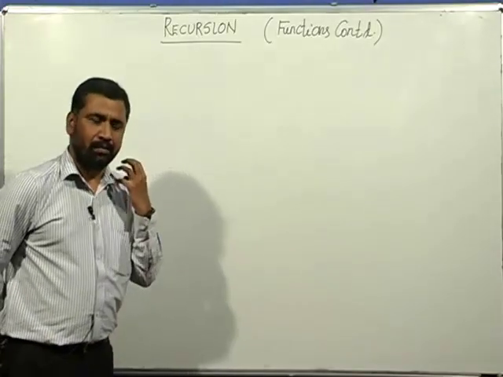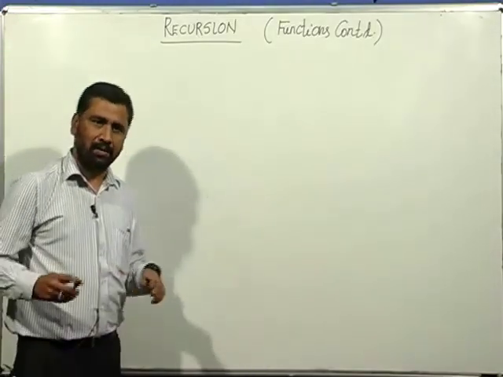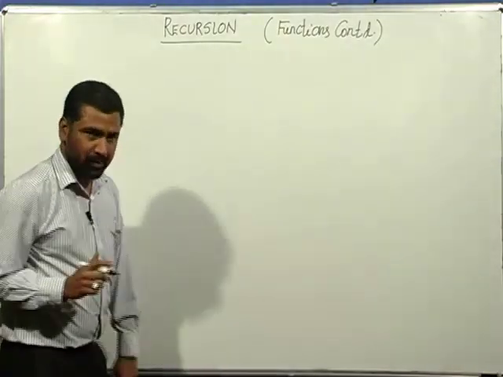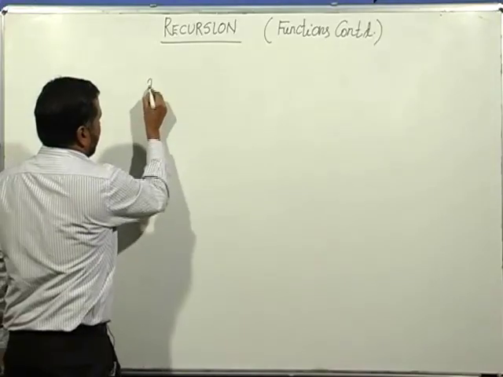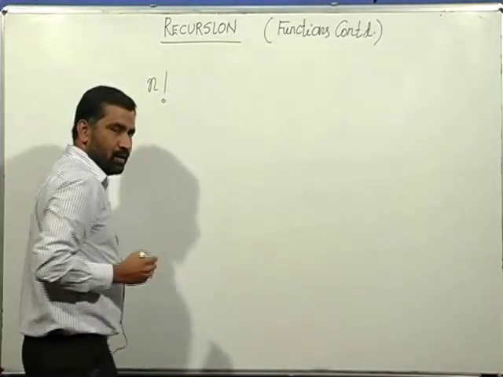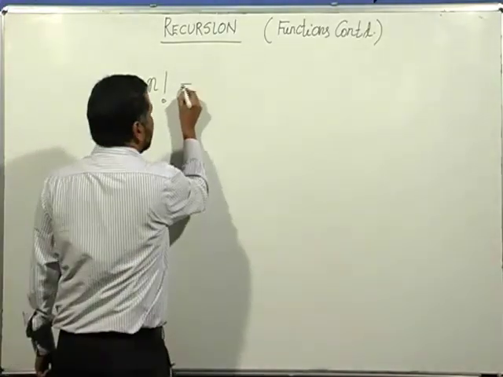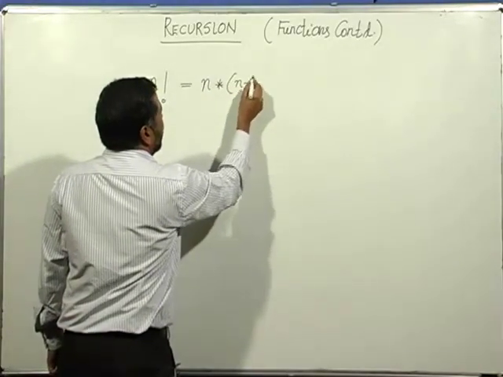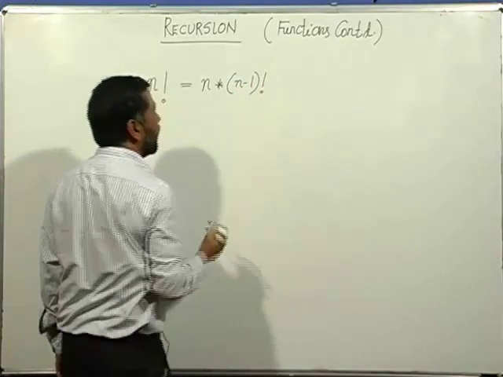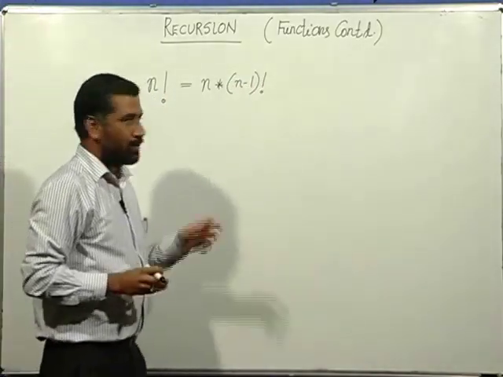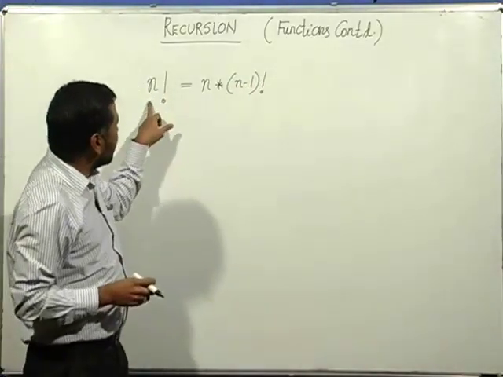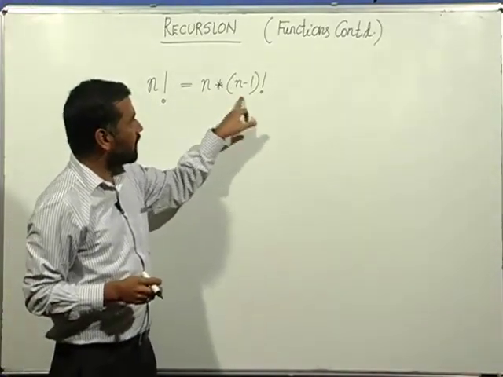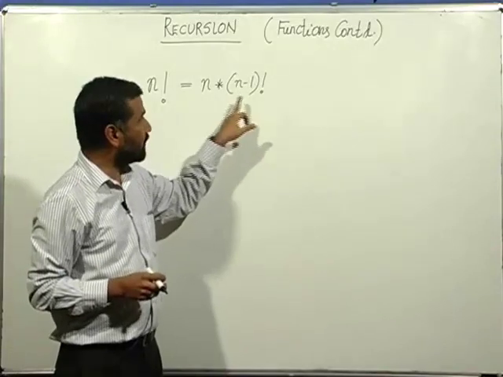For that, the most popular example that is taken, because it is known to everyone, is the definition of a factorial. For example, if I take n factorial, we all know that it is defined as n times n minus 1 factorial. Do you see that? The factorial of n is defined in terms of another factorial. You are simply saying n times n minus 1 factorial. But still, can we calculate this value?